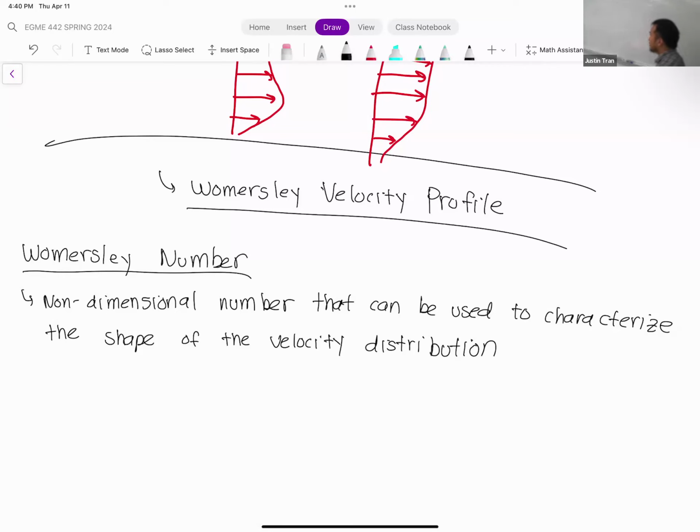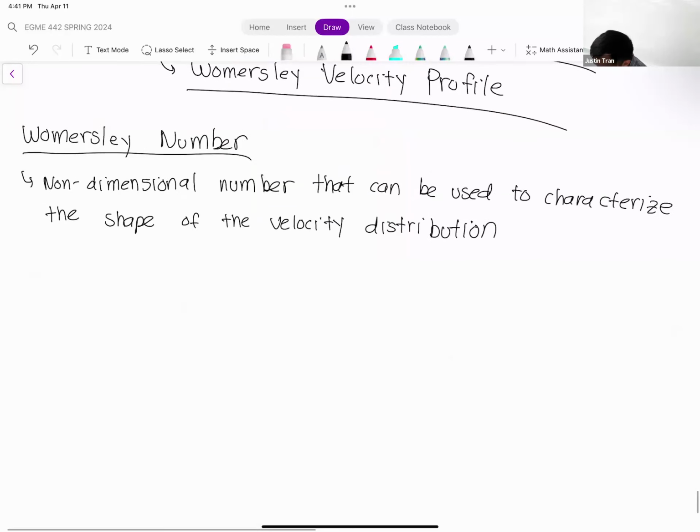Because your cardiovascular system kind of goes through different regimes. So sometimes your velocity profile looks very much like a parabolic profile. When your heart rate is slow, and then as your heart rate speeds up, it starts to look more like a Womersley velocity profile. Okay. And so the Womersley number is a way to characterize that. Okay. So the Womersley number is defined as the following.